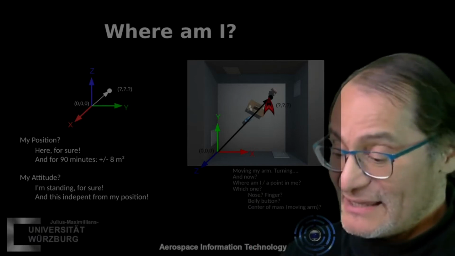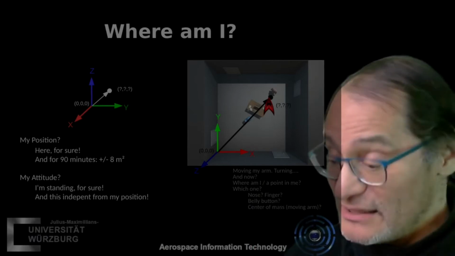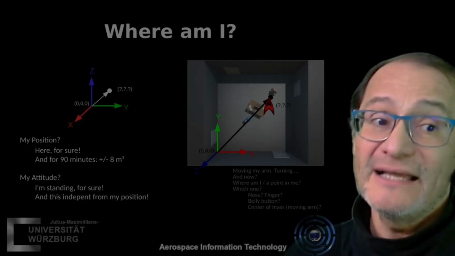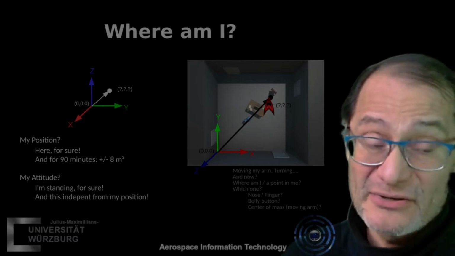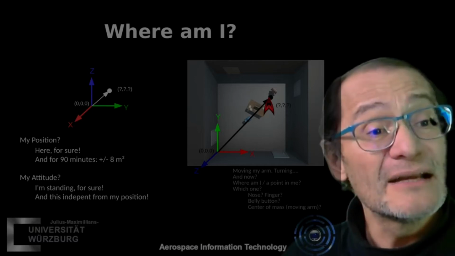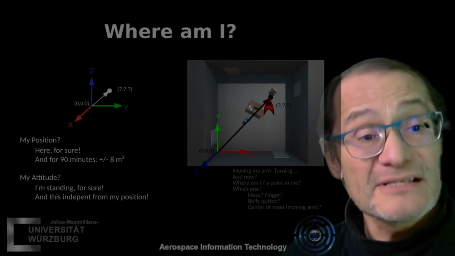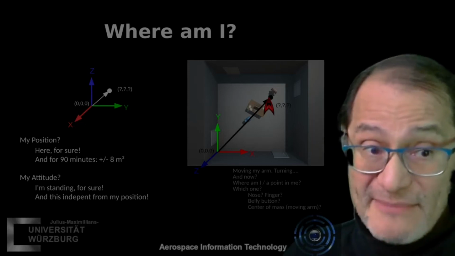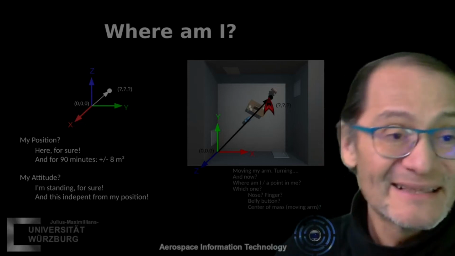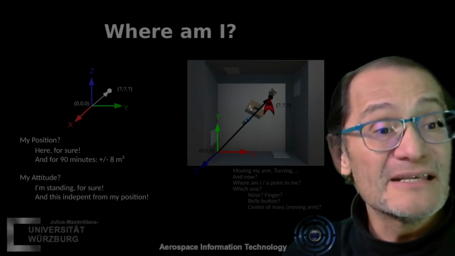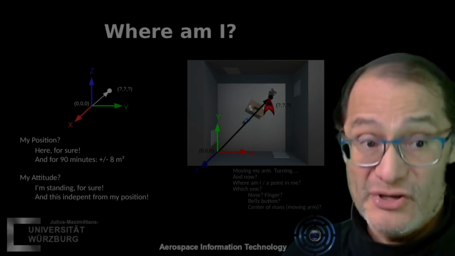Maybe you will take my feet as reference and say where I am on the ground, then I can move the rest of my body as long as my feet are in the same place, and I am not moving. But if you take, for example, my center of gravity, which is somewhere here, then when I am moving, the center of gravity is moving, and then my position will be changing.